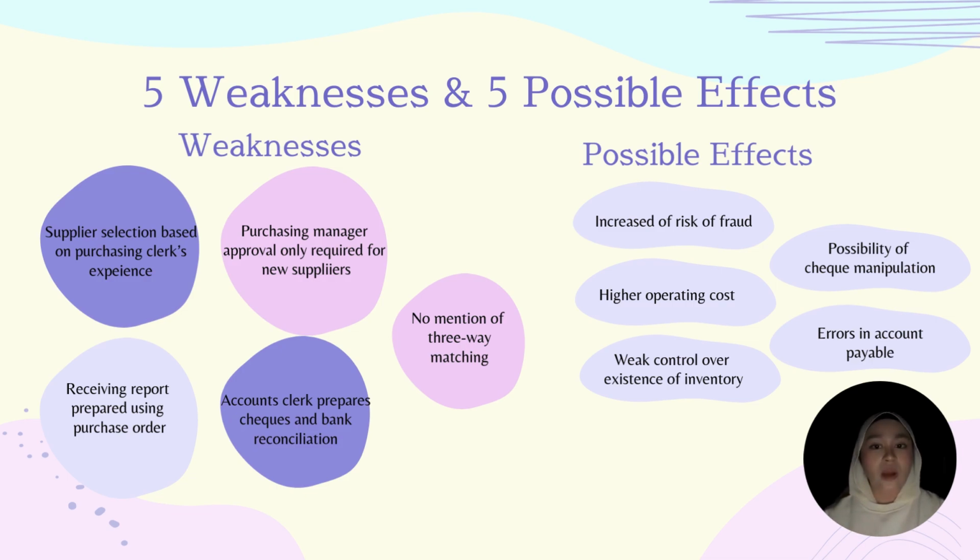The last one is weak internal control over cash disbursement. The last weakness for this question is that there is no mention of three-way matching. It doesn't state that they apply the three-way matching system. The possible effects are that payments may be made for incorrect quantities or prices, there is a risk of paying for goods not received, duplicate or fictitious invoices may be paid, there may be errors in accounts payable, and financial statements may be misstated.